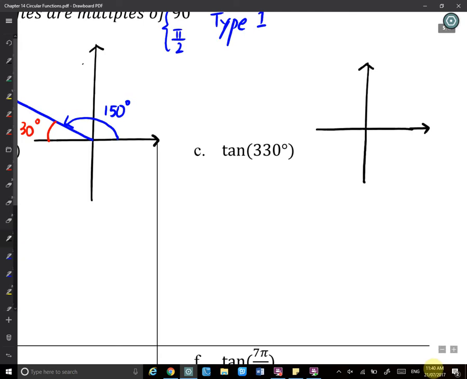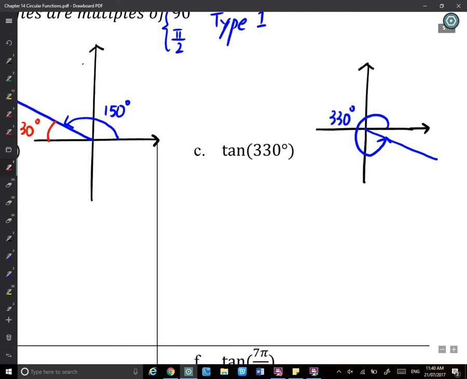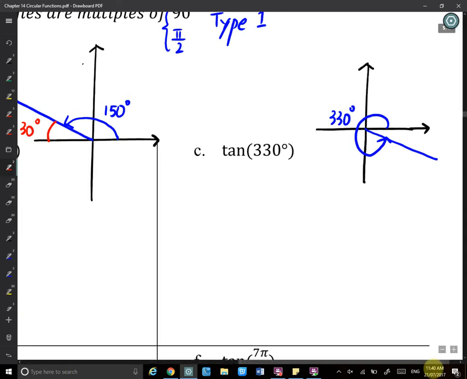Okay, 330. 330 is passing 270 and it turns into the fourth quadrant, which is this angle here. Start from here to here, that's 330 degrees. What is the reference angle? 30 as well. It's the angle with the horizontal line, here. And it's 360 subtract 330, and that is 30 degrees.